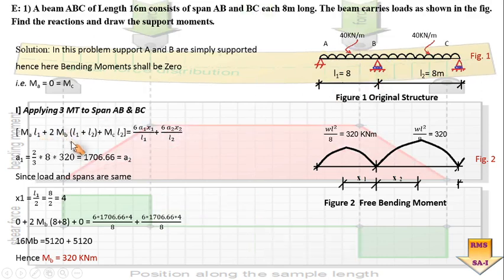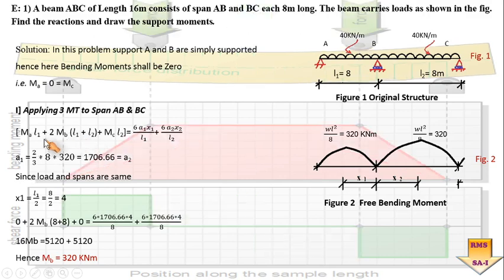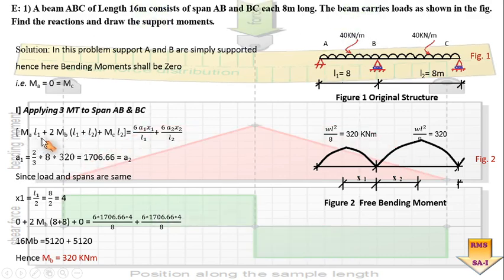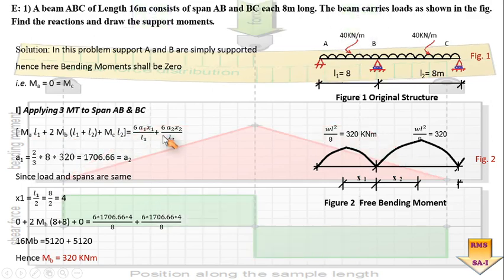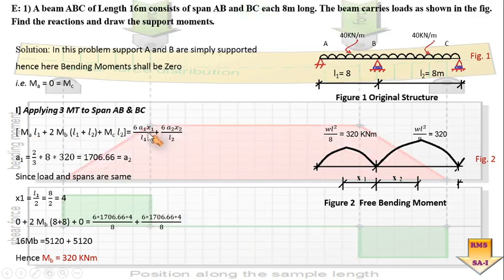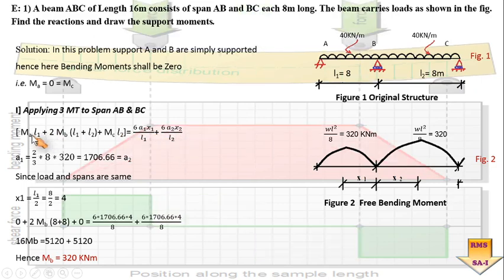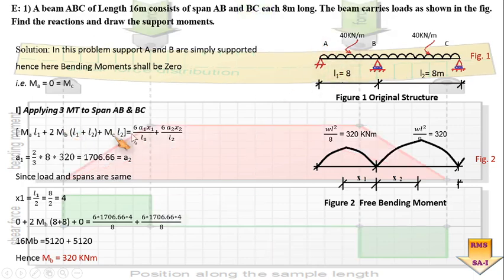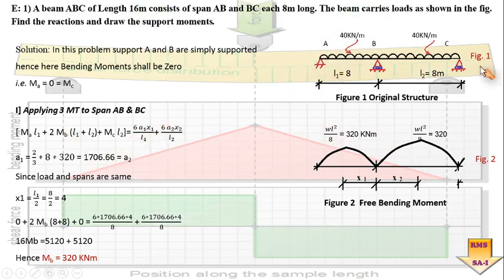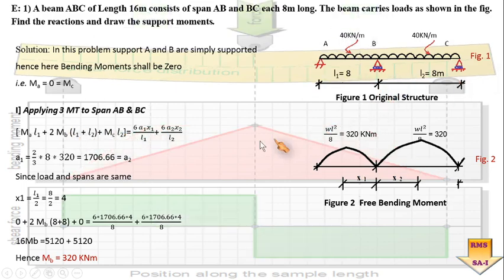We know according to equation number 4, which is the governing equation of Clapeyron's three moment theorem, that MA L1 plus MB times (L1 plus L2) plus MC L2 is equal to 6A1X1 divided by L1 plus 6A2X2 by L2. Here MA is the moment at A, MB is the moment at B and MC is the moment at C, and needless to say L1 and L2 are the lengths of the two consecutive spans.